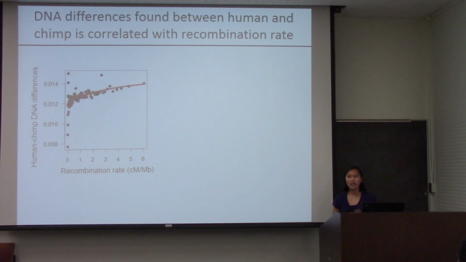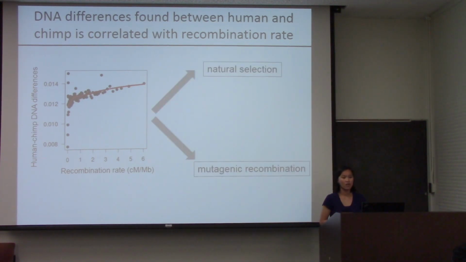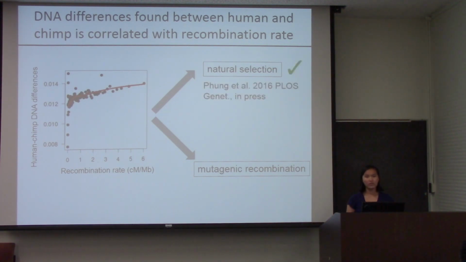A second hint that points us to look at recombination variation is that we observe a positive correlation between DNA differences found between human and chimpanzee and recombination rate. So in population genetics, when we see this type of pattern, there are 2 hypotheses that can explain it: natural selection and mutagenic recombination. So for the first part of my thesis, I examined whether natural selection can explain some of this correlation. This one is currently in PLOS Genetics, and I don't have time to go through this project today, but I'm happy to discuss it with any of you afterward.